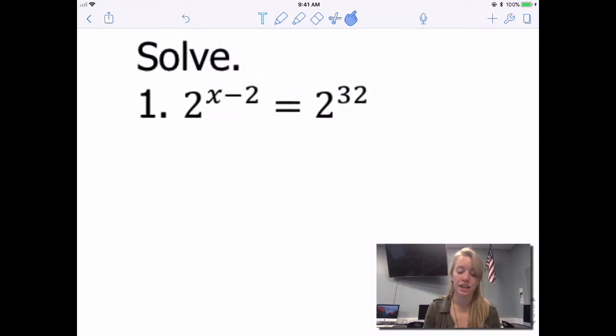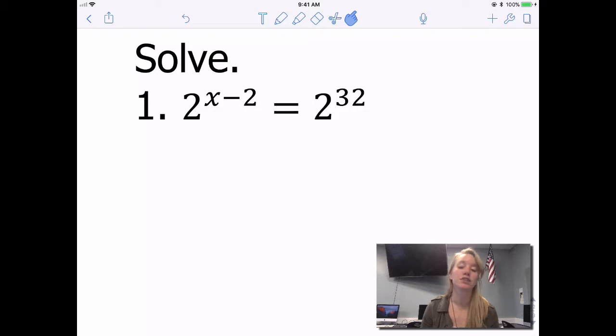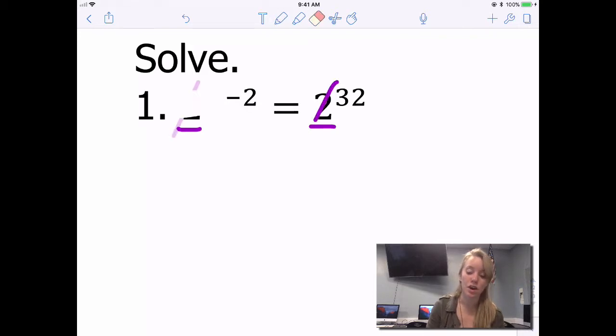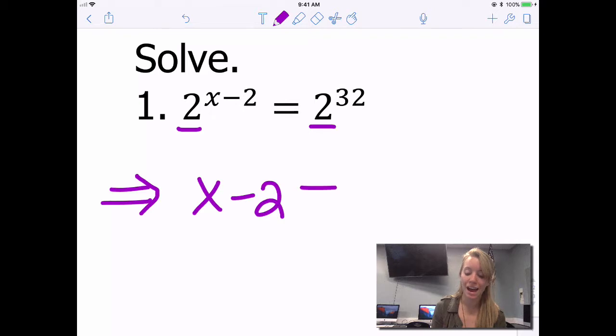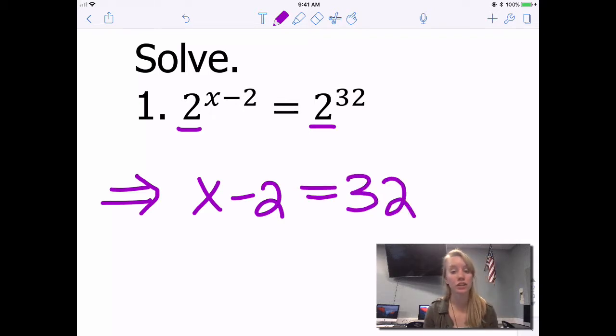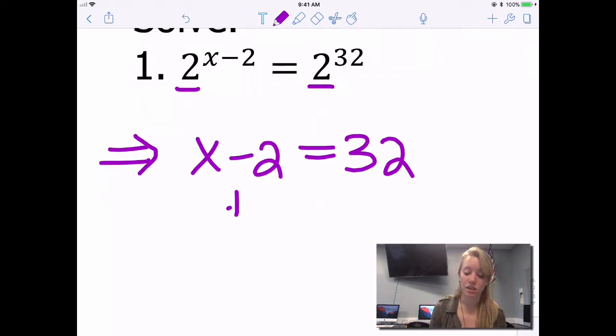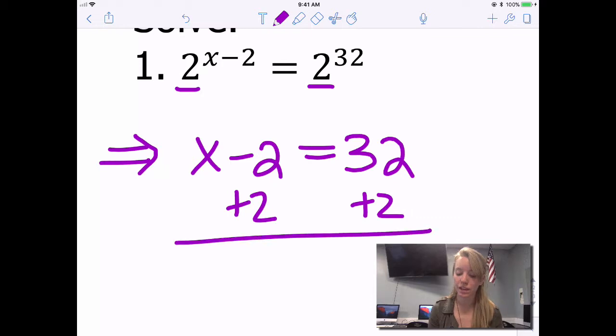Number 1 says to solve 2 to the x minus 2 equals 2 to the 32. Now notice my bases are already the same. When I write the next line, here's what I'm not doing. I'm not saying, okay, divide by 2, cancel those 2's. Not at all. What I'm saying is, okay, we already have the 2's equal. Let's just say, therefore, x minus 2 has to equal 32. So I'm not changing the problem. I'm just saying this is the part that's not equal yet. So let's work on that. I add 2 to both sides, and I get x is equal to 34.